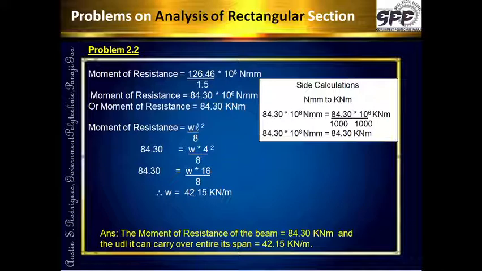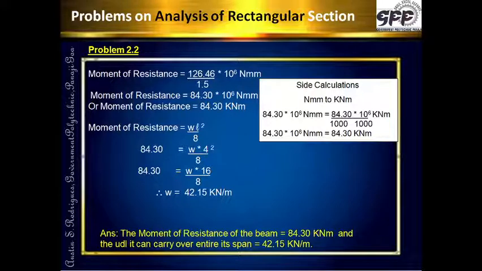Now the question is, the UDL it can carry over its entire span is 42.15. If I want to round it off, can I round it off on the higher side or should I round it off on the lower side? Please note, be careful over here. Always we need to be extremely careful when we are rounding off. If we are leaving the value as it is, there is absolutely no problem.